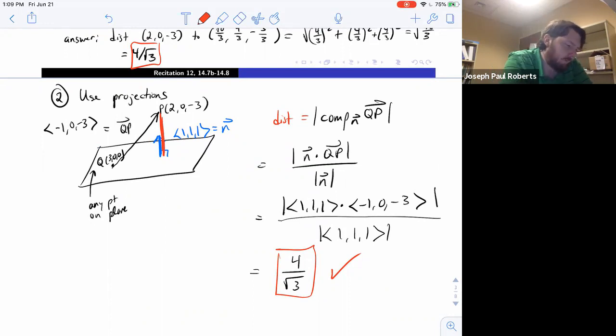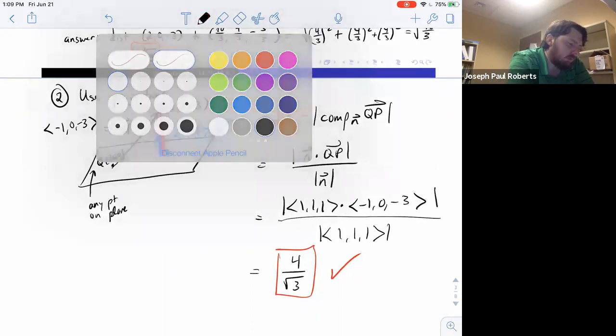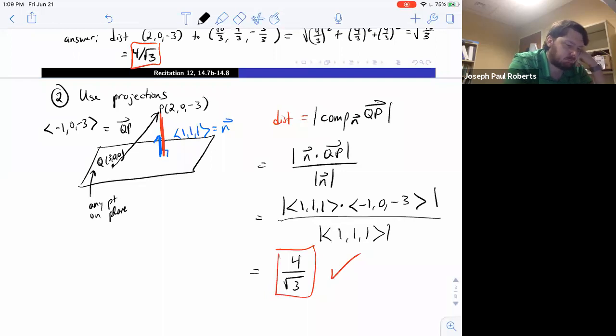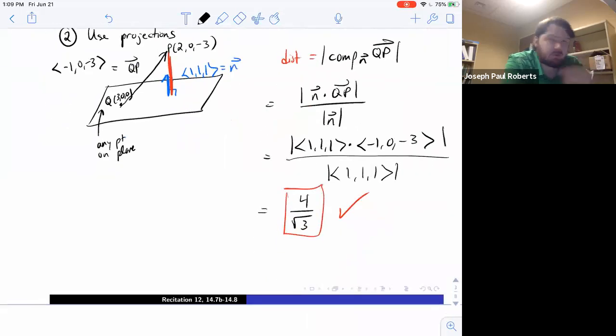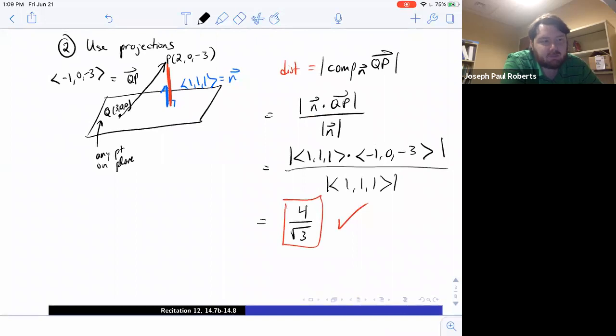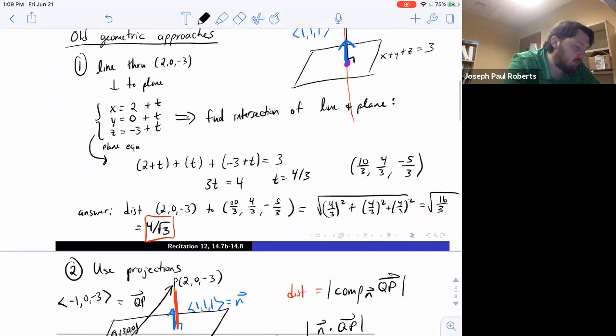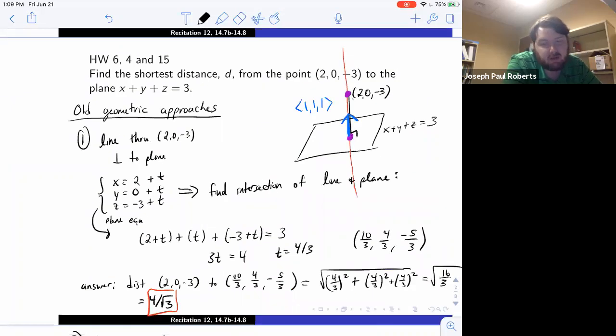Okay. And so that's our two geometric approaches. I don't think that's what the homework wanted you to do for either number 4 or number 15, but whatever, it's good to remember that you could do that if you want.